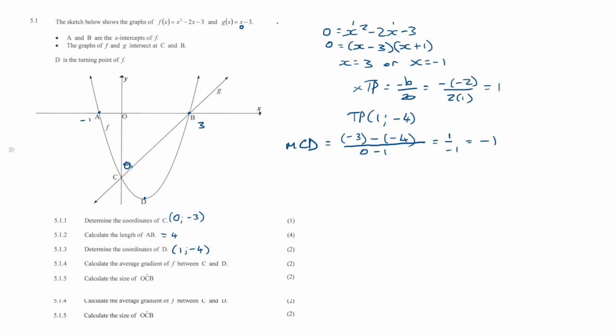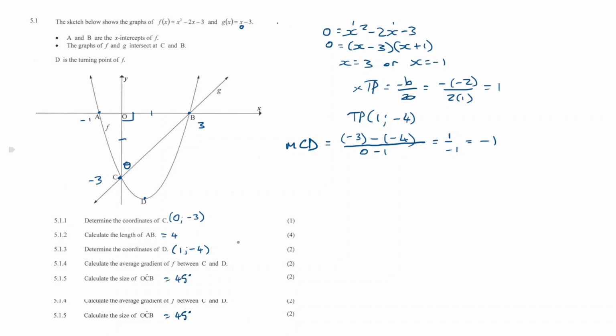Last question, work out the size of OCB. Let me just call it theta for now. You know that C is at -3 and B is at 3, and so these two lengths are the same. And this is 90 degrees. So one way you could do it is seeing this as an isosceles triangle, and so both these angles would be 45. So the answer here is 45 degrees.